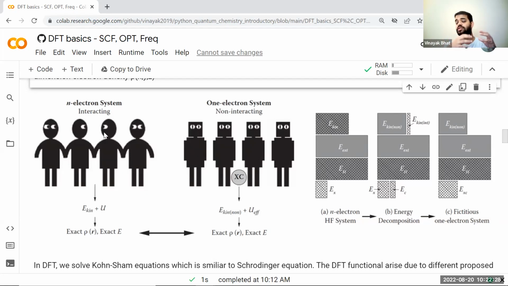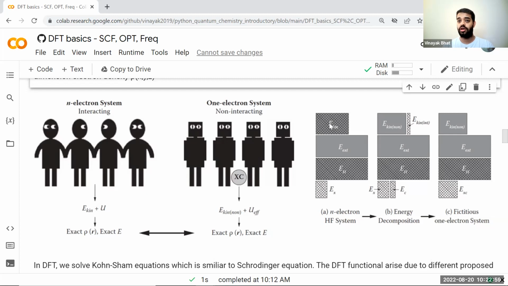So what DFT does is it considers the system is not interacting at all. The electrons from hydrogen are not interacting with electrons from oxygen. So all of them could be treated as one electron systems. So you use one electron system, and then you put in this correction called exchange correlation. We'll see what that is. And then once you put in that, if you have the exact density, you can find out the exact energy.